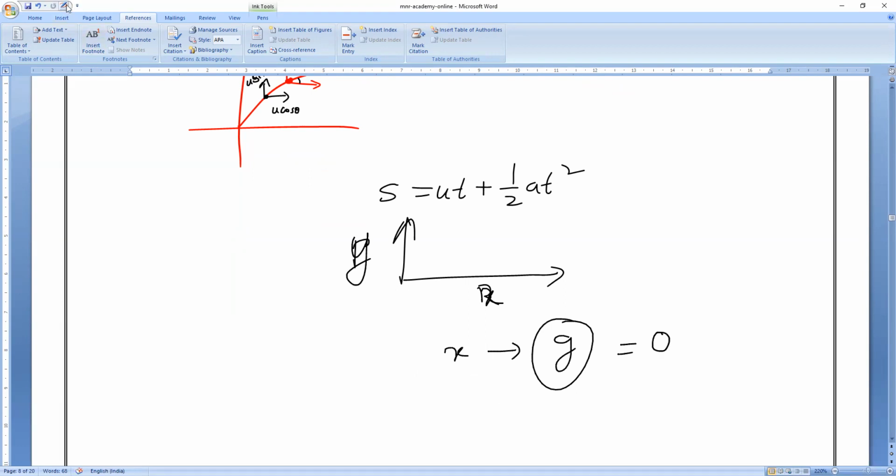Acceleration is 0, so that equation will be modified. Displacement in the X direction, which is equal to the range. What range is it? Horizontal. S equals ut plus half a t squared.